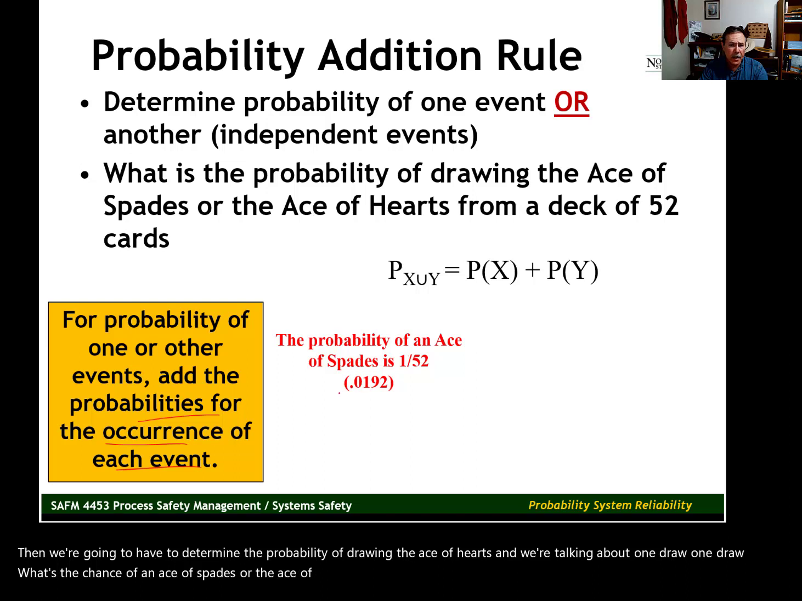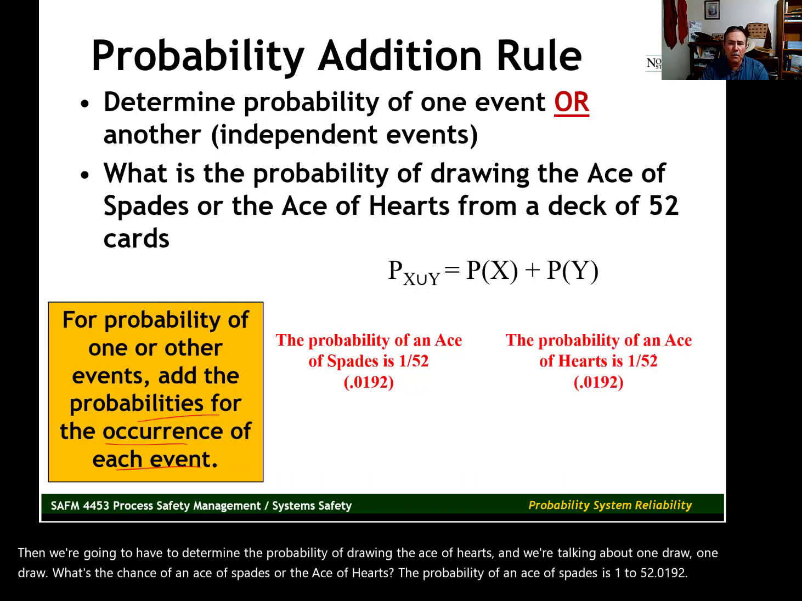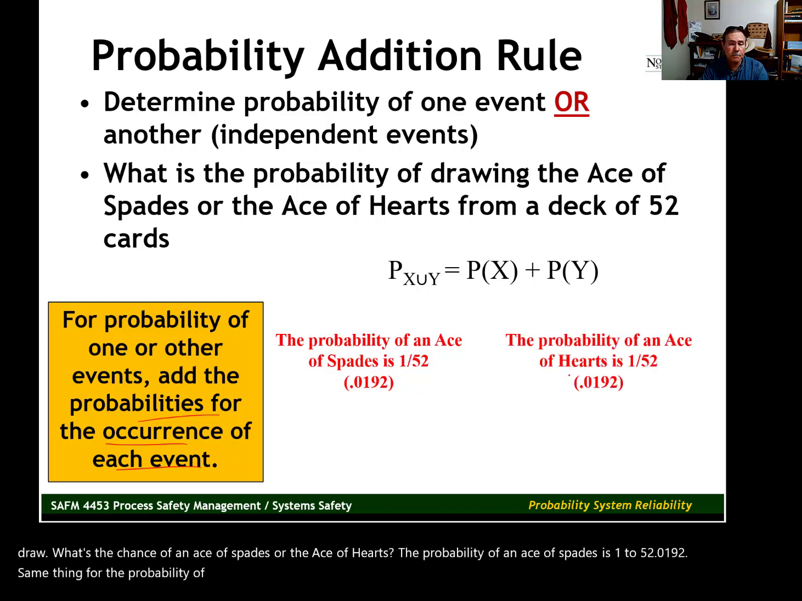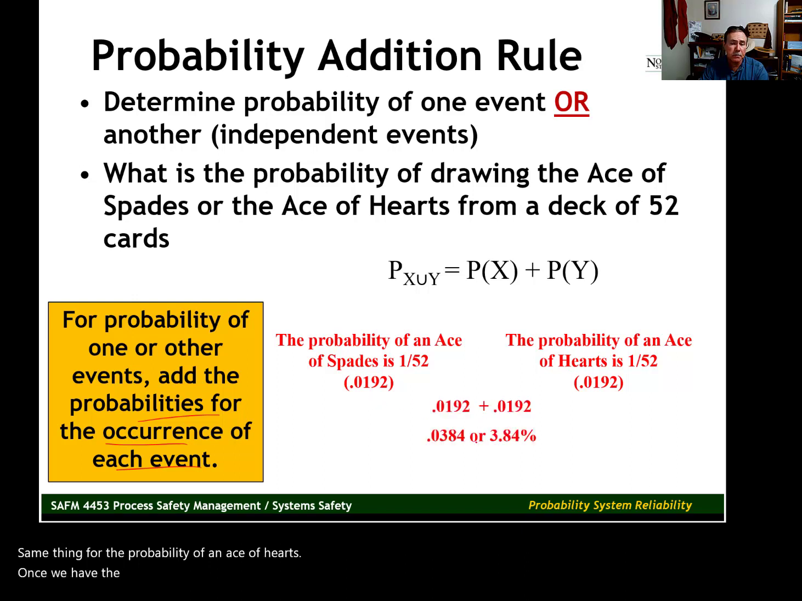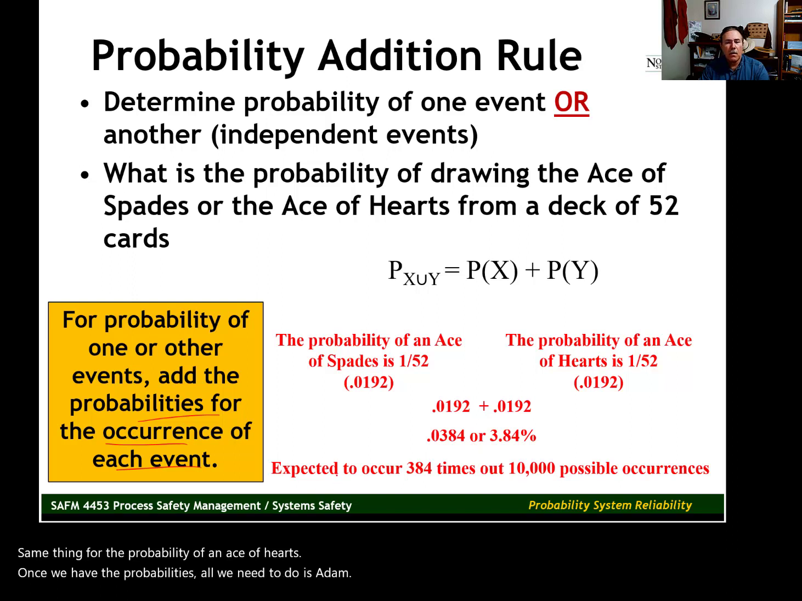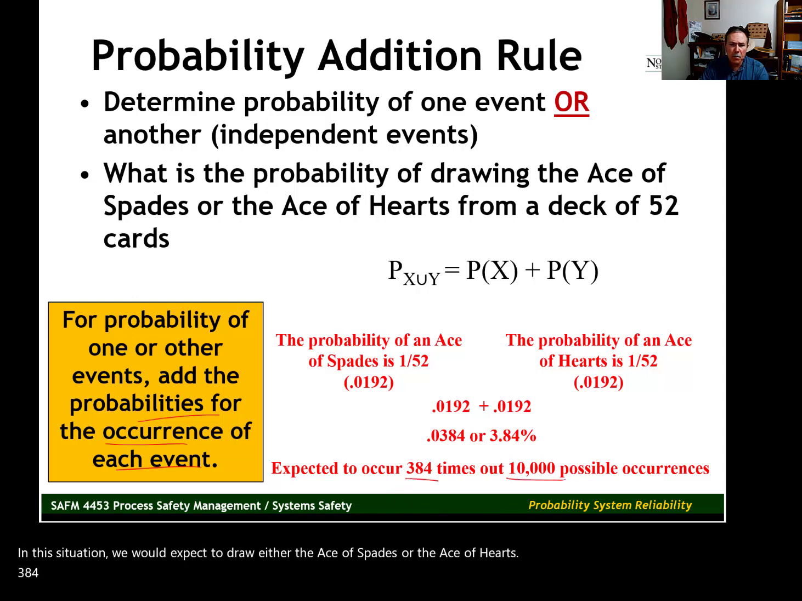The probability of an ace of spades is 1 to 52, or 0.0192. Same thing for the probability of an ace of hearts. Once we have the probabilities, all we need to do is add them. In this situation, we would expect to draw either the ace of spades or the ace of hearts 384 times out of 10,000 possible occurrences, or 3.84% of the time.